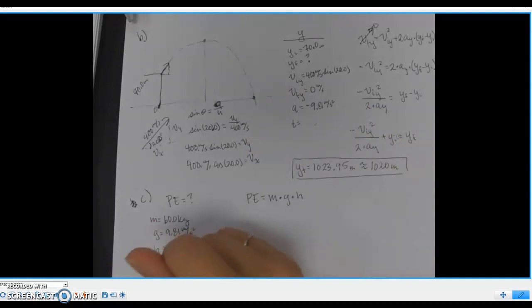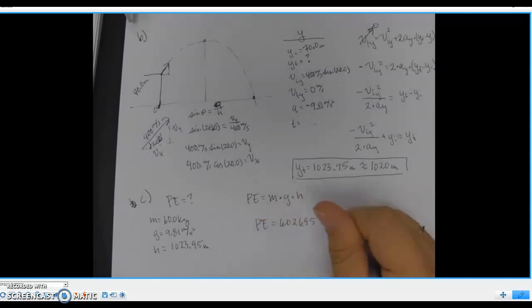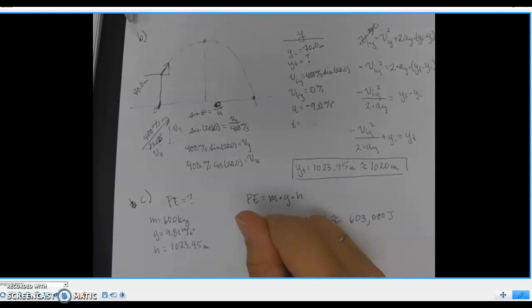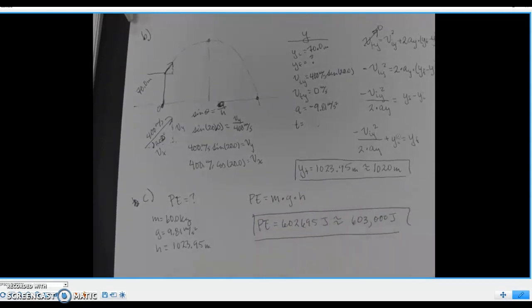Okay, that is our 1023.95 meters. And I'm going to plug all of those numbers in, and then I got a long final answer of 602695 joules, and rounding for significant figures, I get 603,000 joules. Okay. Awesome. Okay, the next video I'll move on to part D.